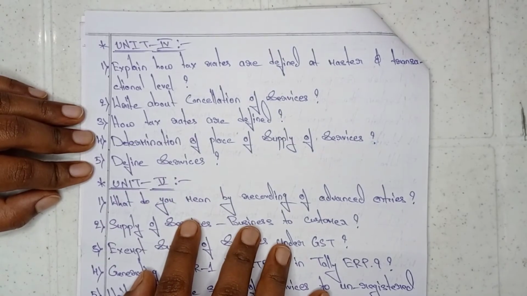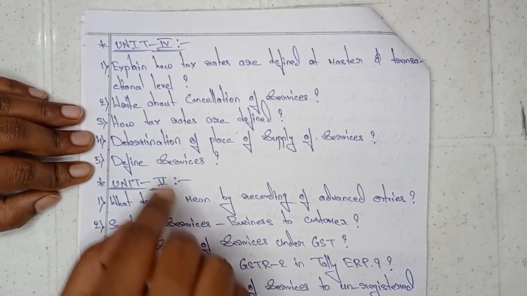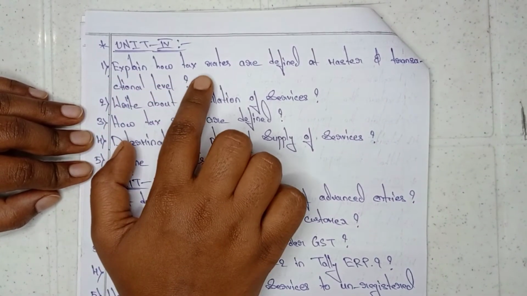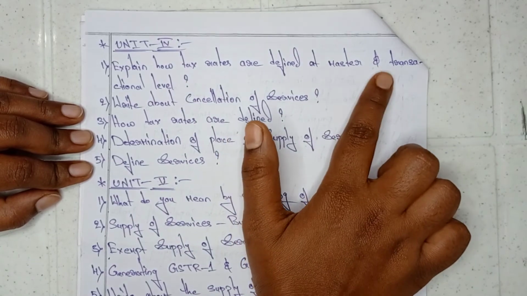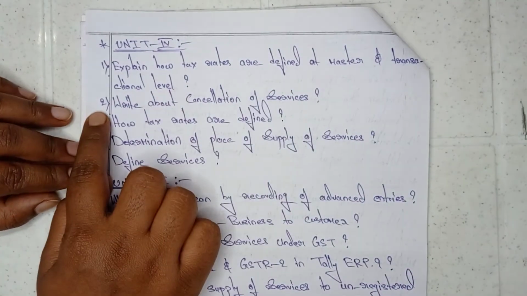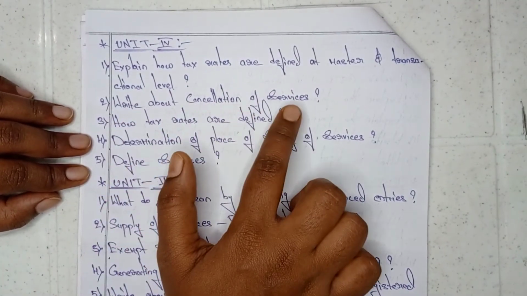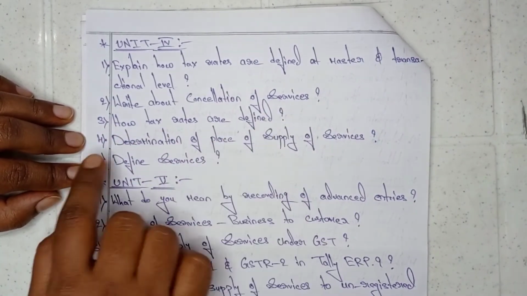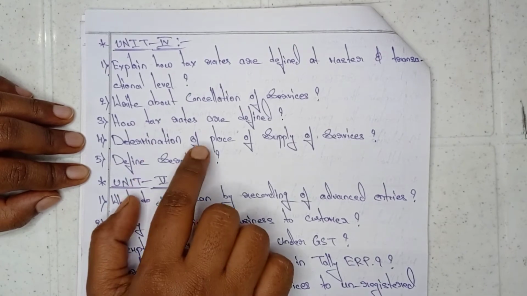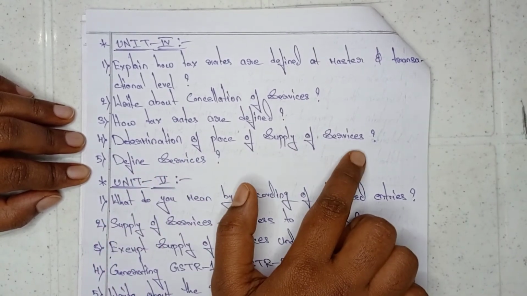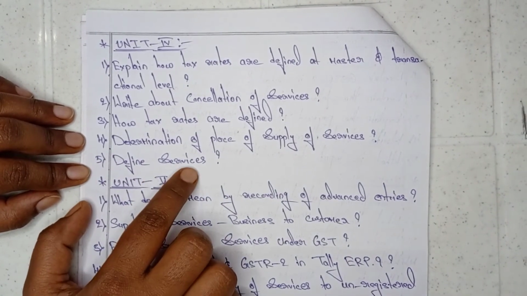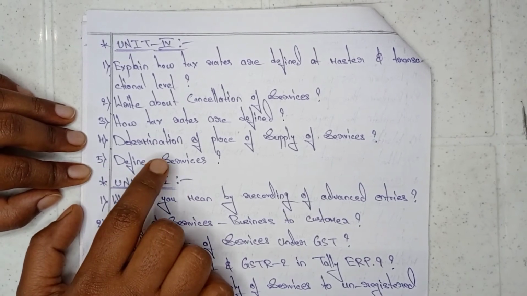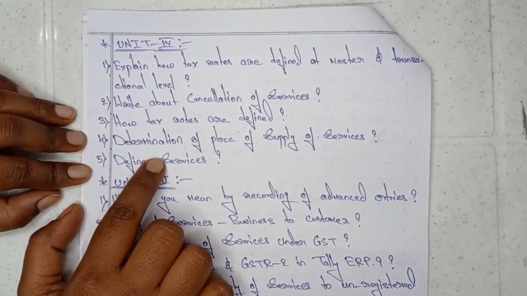Now coming to Unit 4 important short questions. First one is explain how tax rates are defined at master and transactional level. Second question is write about cancellation of services. Third question is how tax rates are defined. Fourth question is determination of place of supply of services. Fifth question is define services. These are some of the important questions from Unit 4.